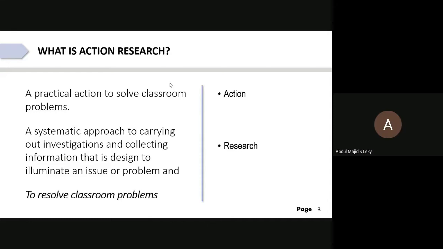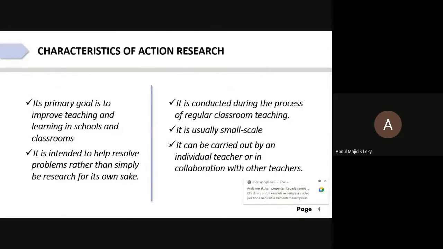The term action research comes from two terms, action and research. Action is a practical action to solve classroom problems, and research is a systematic approach to carrying out investigations and collecting information that is designed to eliminate an issue or problem and to resolve classroom problems. So action research refers to classroom action research, and the purpose of it is to resolve classroom problems.